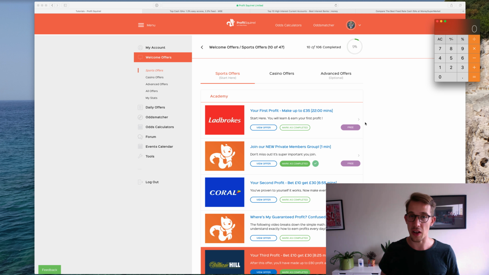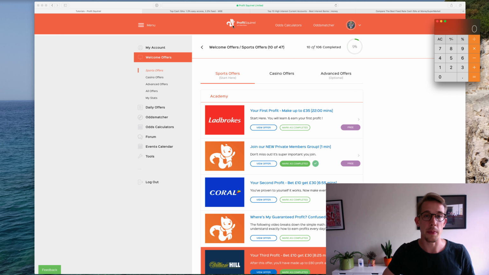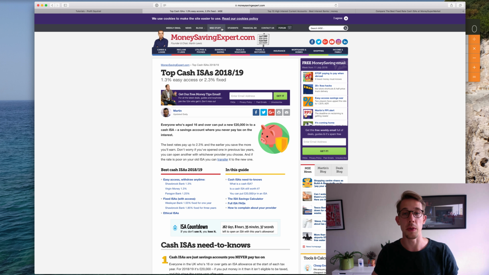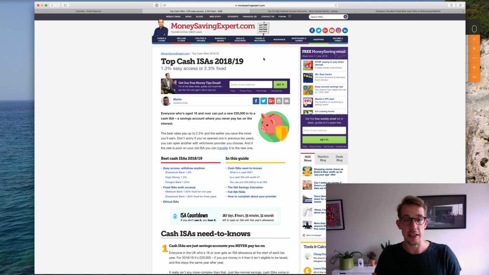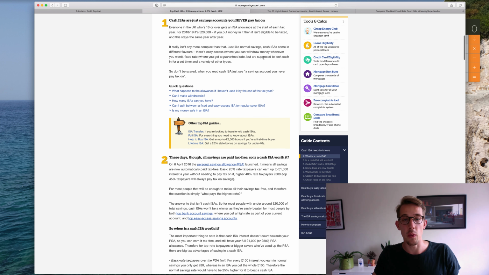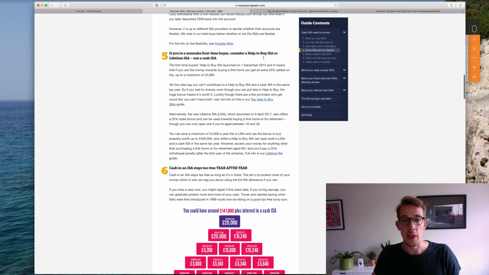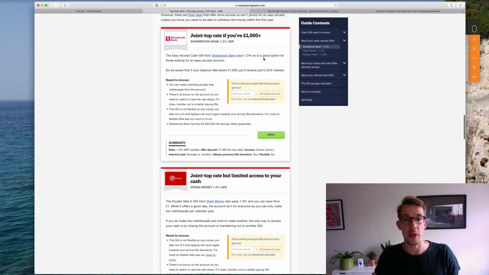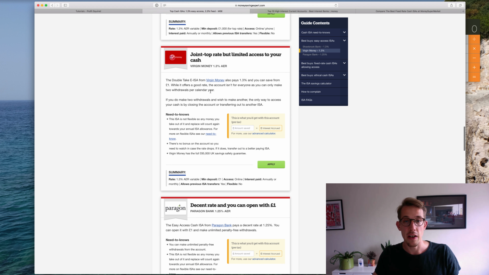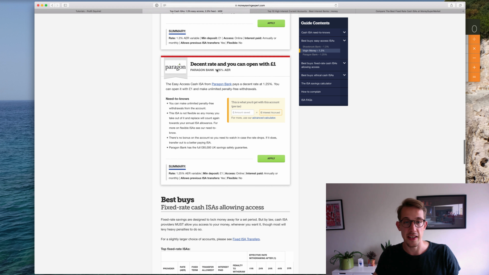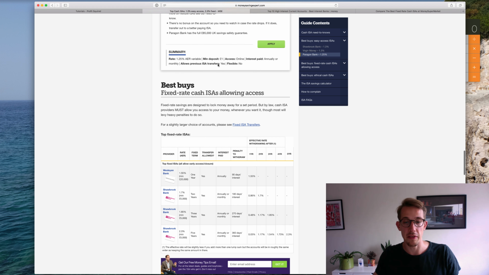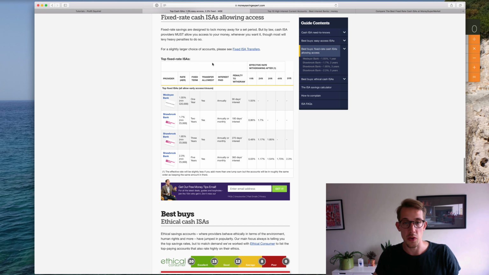So let's do some examples here, right? What I've got up here is moneysavingexpert.com, which we are not affiliated with in any way, but it's just a useful reference. On here, they're comparing the best cash ISA rates that are about at the moment. We've got Shawbrook, 1.3% return each year, Virgin Money, 1.3%, and one here, 1.25%. And then it goes on to compare a few other rates as well.